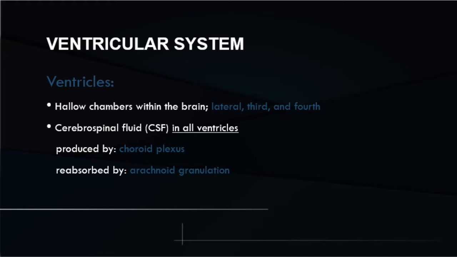We have ventricles in the brain, which are like hollow chambers, and the cerebrospinal fluid is produced in there. And there are lateral ones, third and fourth ventricles. So cerebrospinal fluid is made in all the ventricles, not just one or two, in all of them. It's produced by choroid plexus and reabsorbed by arachnoid granulation. So I want you to know these.